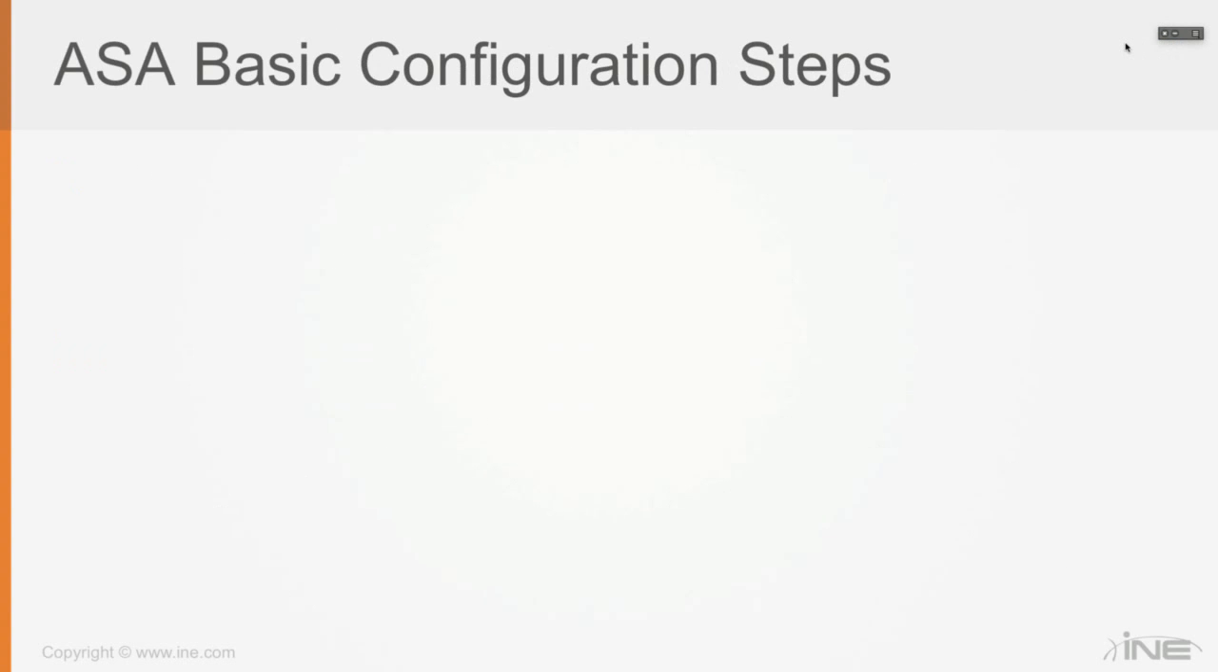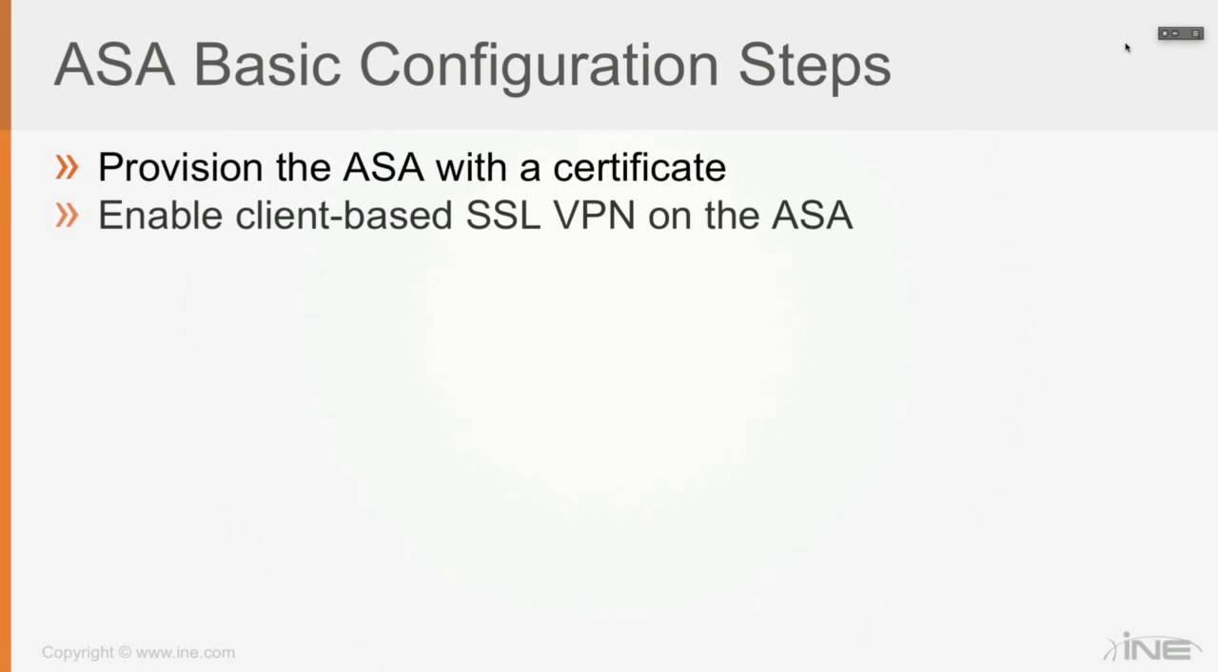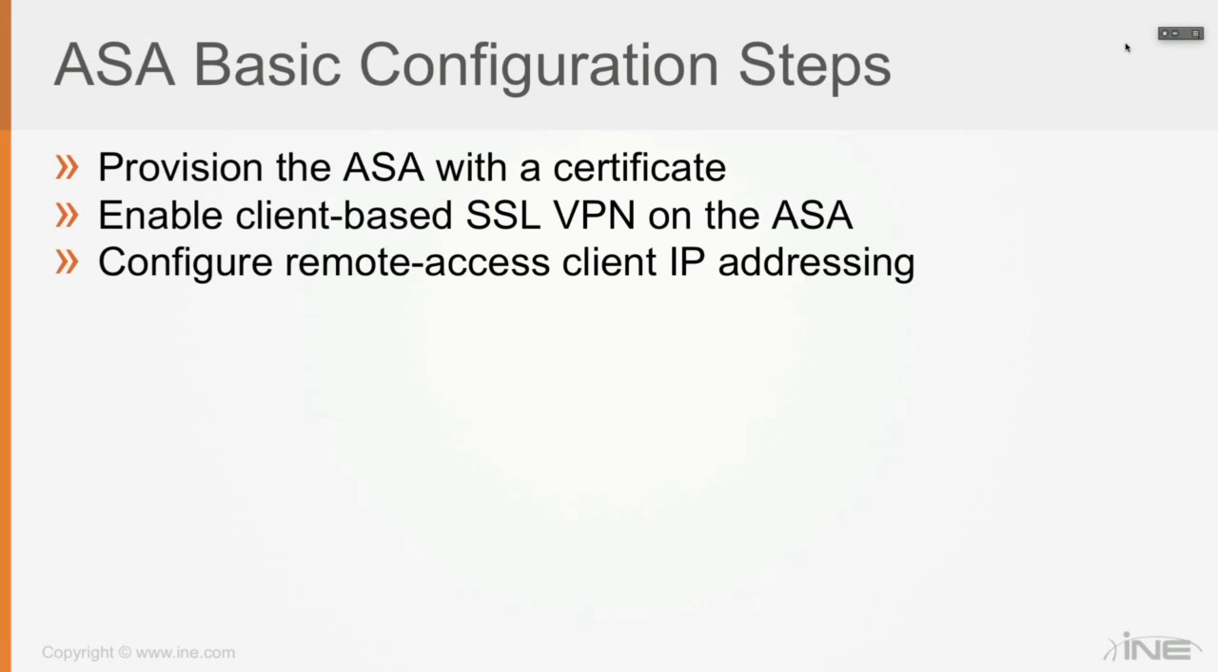Now, from the configuration point of view, we're going to configure a client-based SSL VPN tunnel with the ASA firewall being the VPN gateway. The configuration steps follow what we stated before about how TLS SSL works. Because the ASA is the VPN gateway, it needs a certificate. Then of course we have to enable client-based SSL VPN on the ASA. We have to configure the ASA to lease addresses to remote access clients, because the AnyConnect client requires an IP address assigned by the VPN gateway.